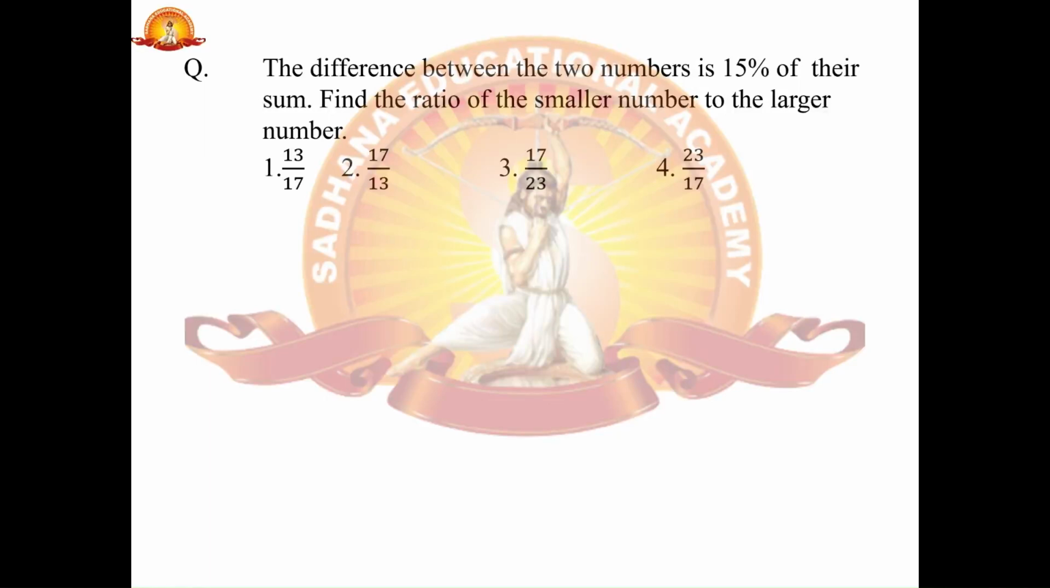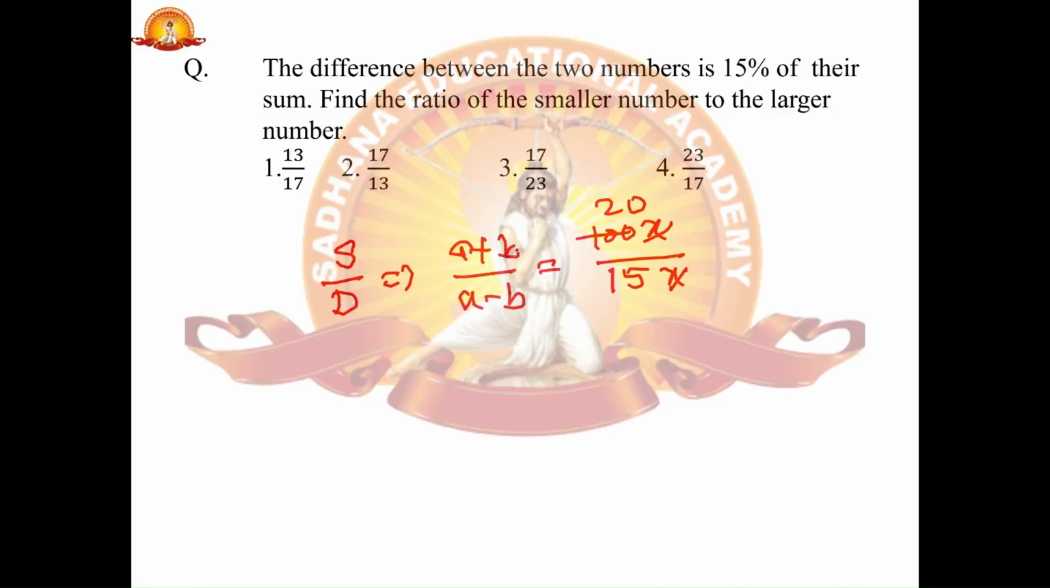The difference between two numbers is 15% of their sum. Find the ratio of the smaller number to the larger number. So here, if I take sum and difference, sum means A plus B, difference means A minus B. Here sum is, suppose, 100x, difference is 15%, 15x. So if I take x, x cancels, 5 times 20, 5 times 3.